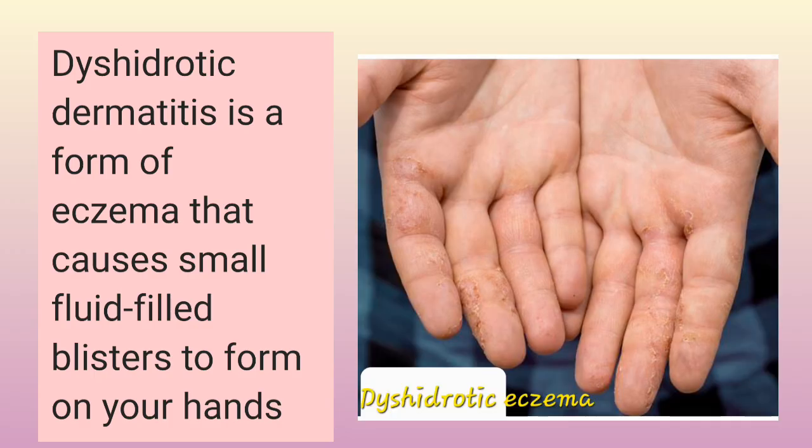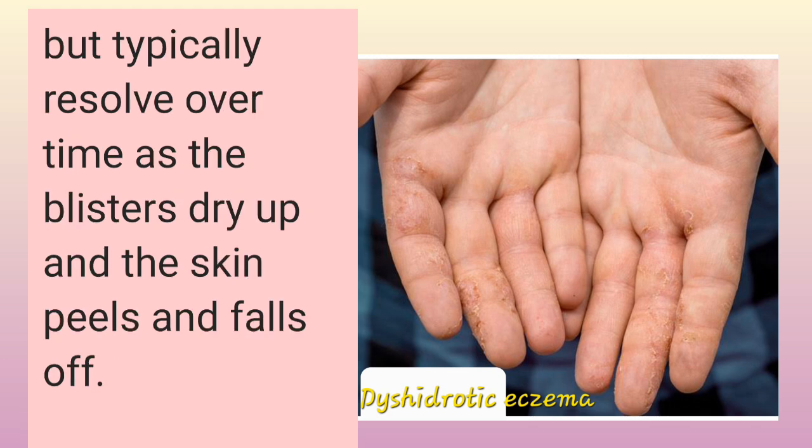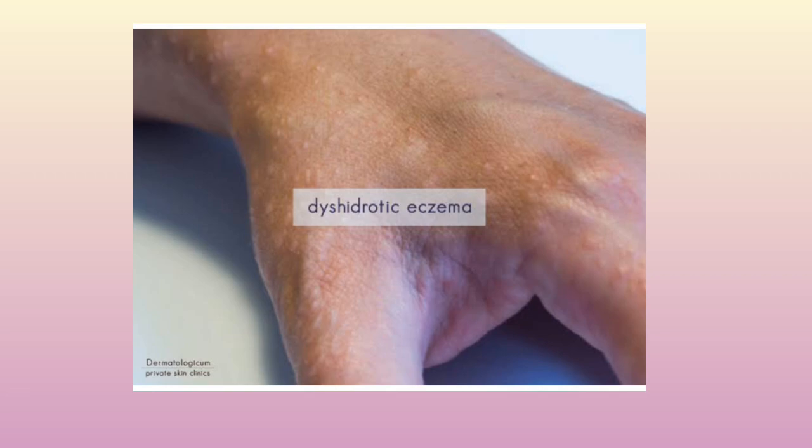Third is dyshidrotic eczema. This is a type of eczema that is typically seen on the hands and the feet and is characterized by deep, itchy and painful blisters that form on the palms of the hands and the soles of the feet. This type of eczema is often caused by stress, and the treatment includes avoiding triggers such as excessive sweating and using topical medication.